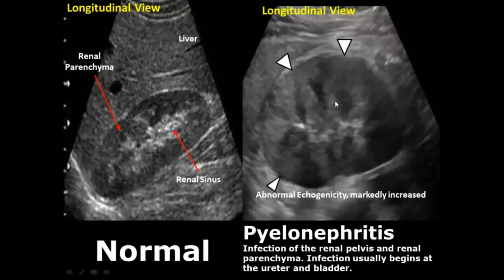Another longitudinal view which shows us the medulla as well very clearly, and we can see the abnormal echogenicity, the hyperechoic regions.